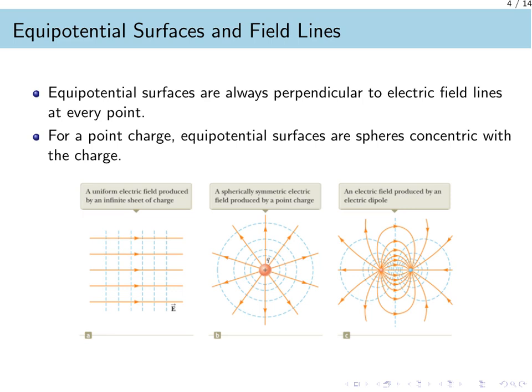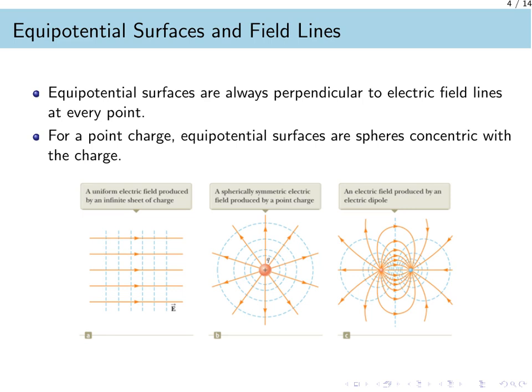This brings us to the concept of equipotential surfaces. An equipotential surface is a three-dimensional surface on which the electric potential is the same at every point. A key rule is that equipotential surfaces are always perpendicular to electric field lines at every point. On this slide, we see three examples.